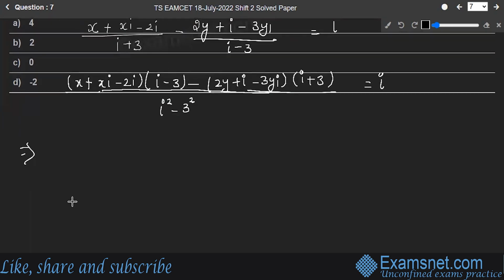Let's open up the brackets. Now you have to do it very patiently because very long numbers will be there, iota squares will be there. So it's not a tough question, but the mistakes probability is quite high over here.